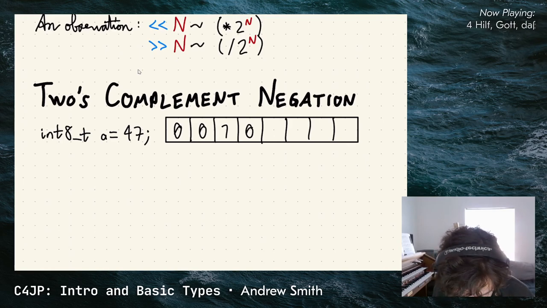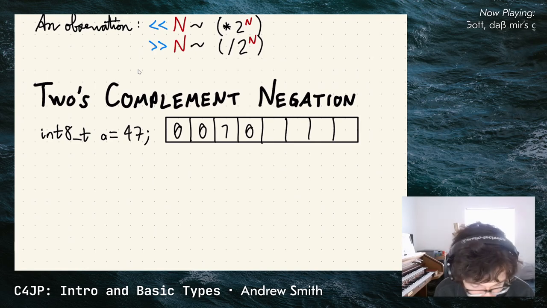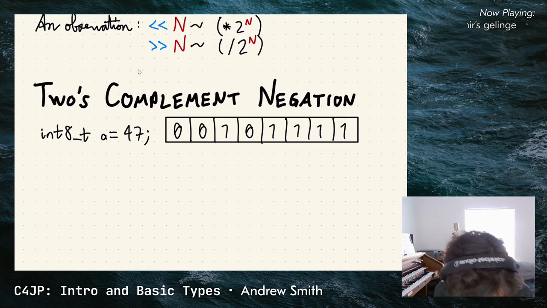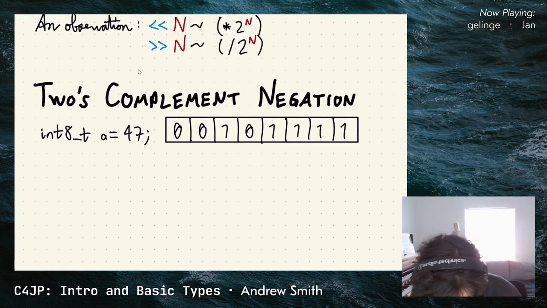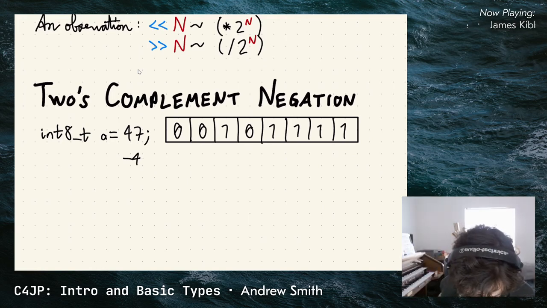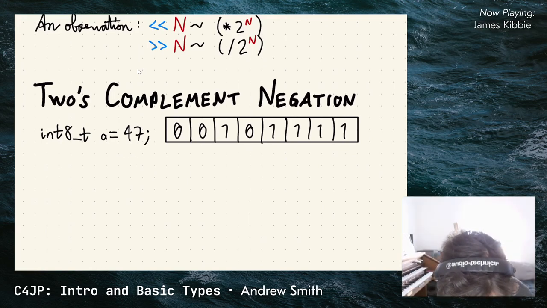No, I'm sorry, no 16ths. So one 32, no 16ths, and then all 1s in the rest. Now, let's say that I want to write the value negative 47. So we're going to say negative 47.